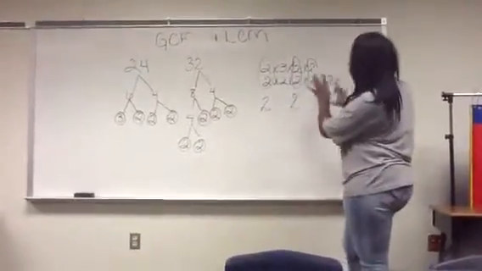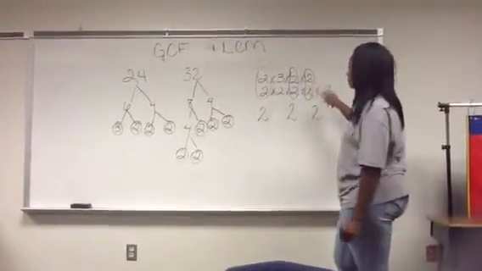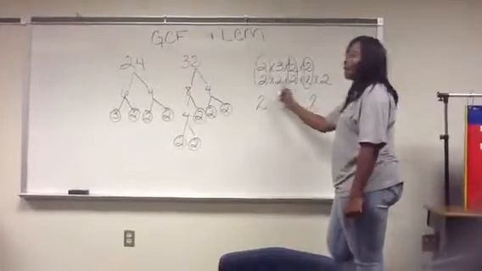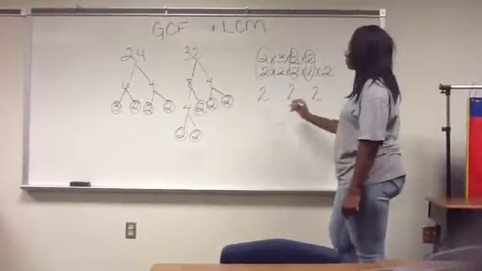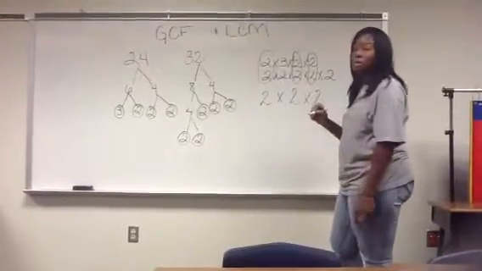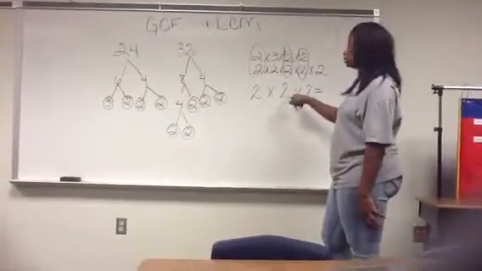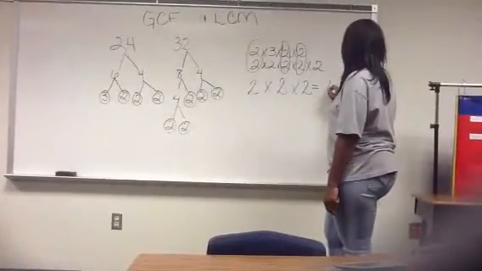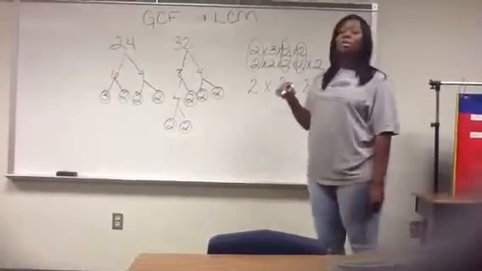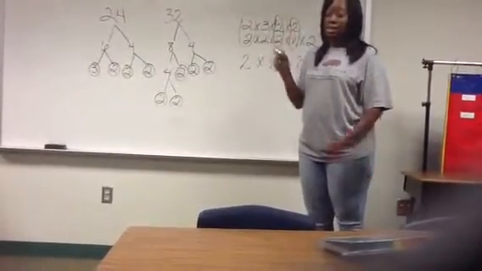So now that I've found all the pairs that there are, remember, I can't circle this 2 and this 2 because they're in the same line. They're in the same family. I need to multiply what I found together. 2 times 2 is 4, times 2 is 8. The greatest common factor between 24 and 32 is 8.